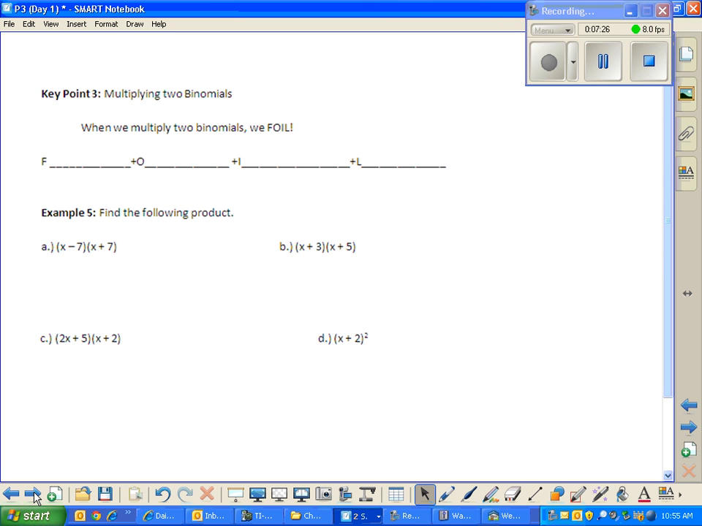So for key point 3 here, it says when we multiply 2 binomials, we FOIL. What does that stand for? Does anybody know? Yes, good job. Firsts, outers, inners, last. Notice there's a plus sign in between because we add the F plus the O plus the I plus the L. So firsts, outers, inners, last.